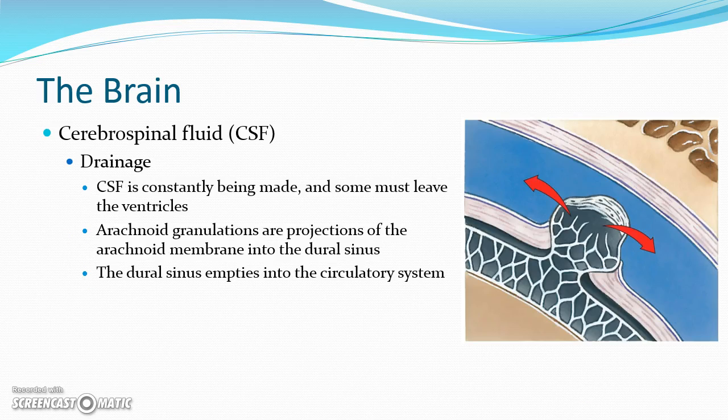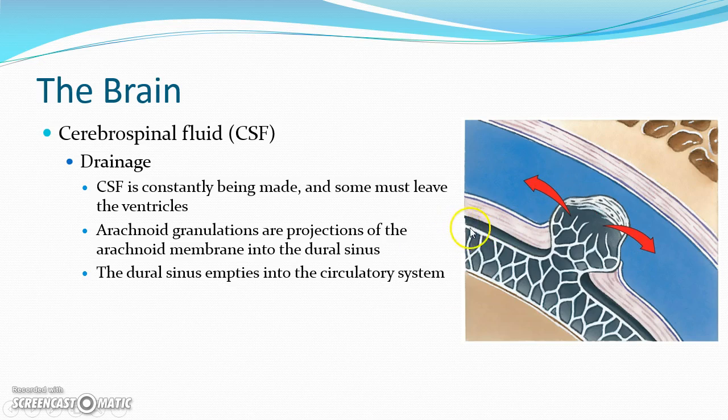The choroid plexus is constantly making CSF, and only so much can be held within the ventricles, so the same amount needs to be drained out of the ventricles each day. This is done through structures called arachnoid granulations. These are small extensions of the arachnoid membrane that project into the dural sinus.